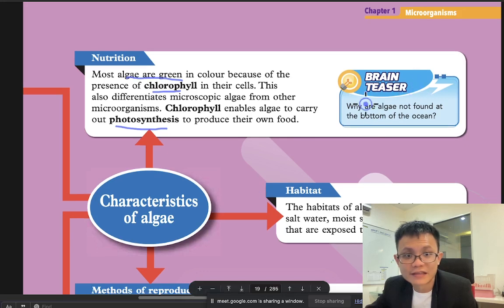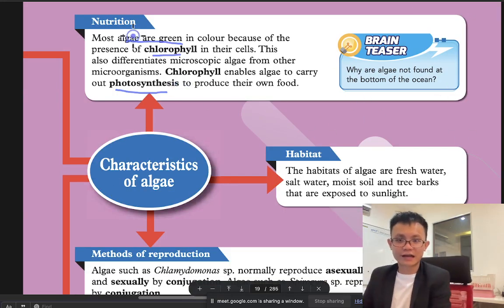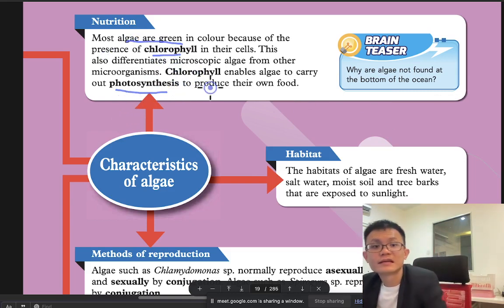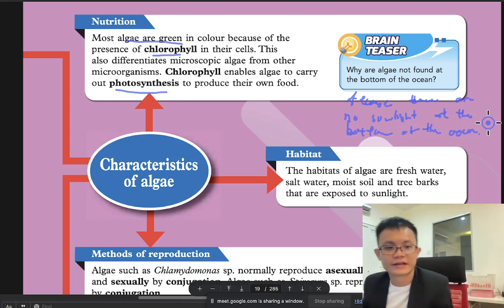Okay, so here is a brain teaser. Why are algae not found at the bottom of the sea? Okay, why is it not found? Because algae have chlorophyll, so algae use photosynthesis. So why not at the bottom? Because there is no sunlight at the bottom of the ocean.